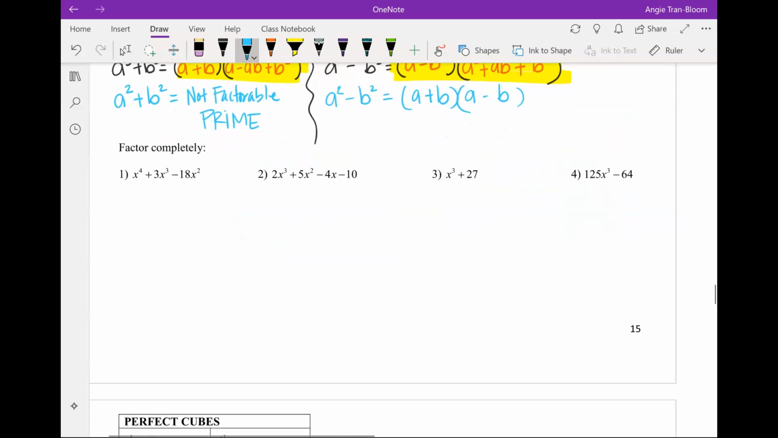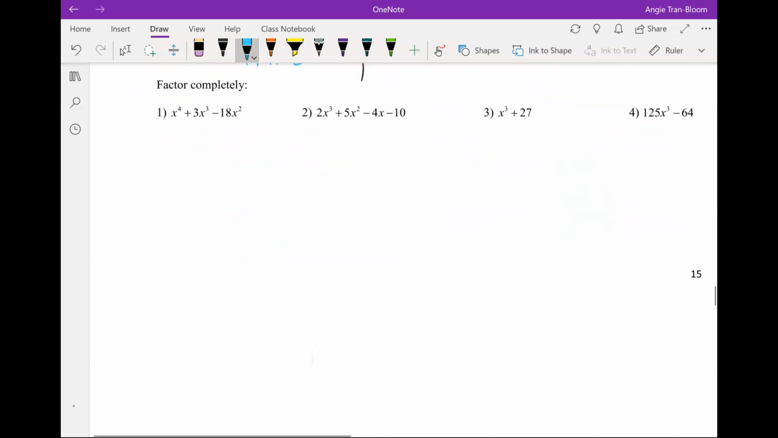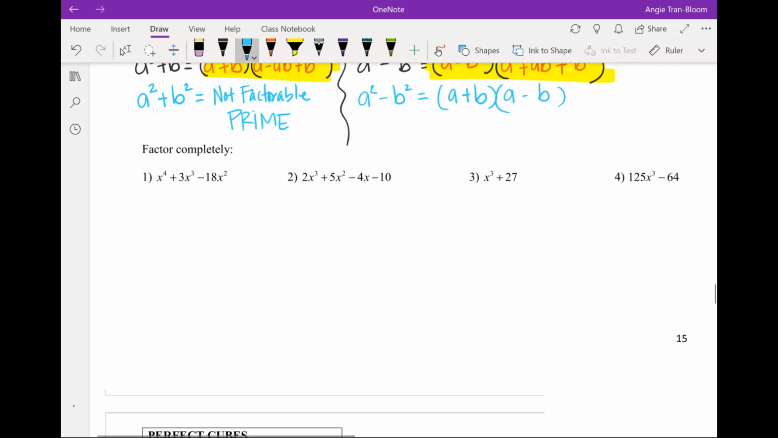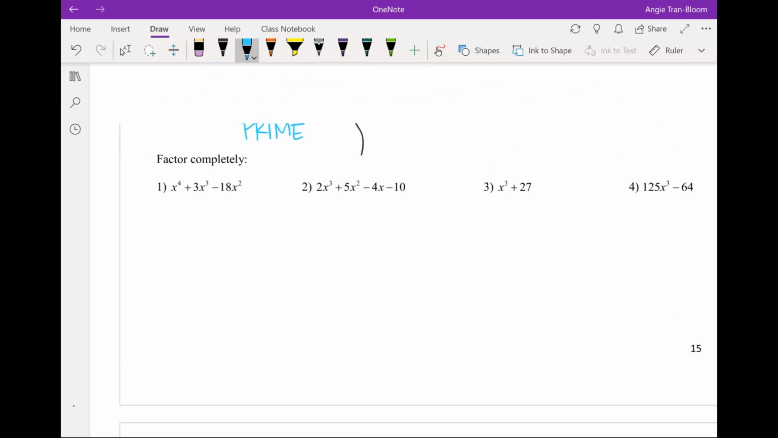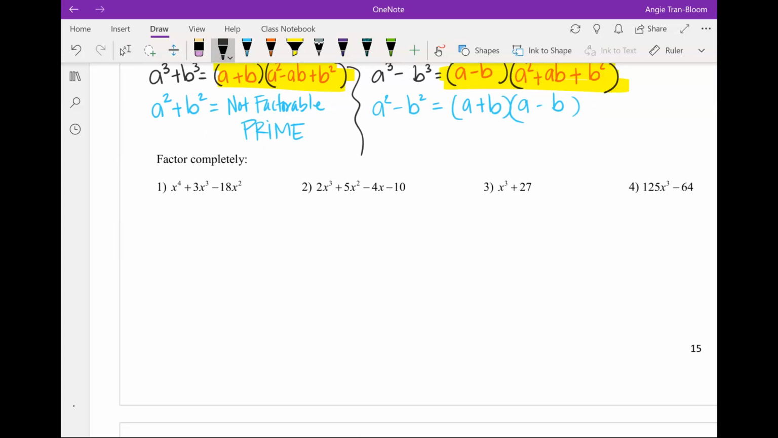You have 4 questions today, and then we're going to fill out the chart on the next page, and that's it. Factor completely. When factoring, what is the first thing we check for? Yep. The GCF. Take that out. You take out an x squared, and you should have an x squared left, plus how many x's? 3. Minus what? 18. Can we factor further, or is that it?